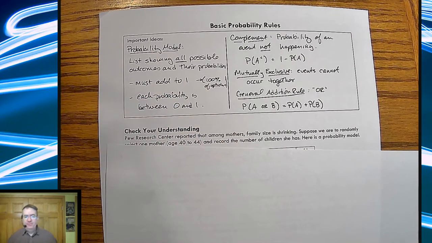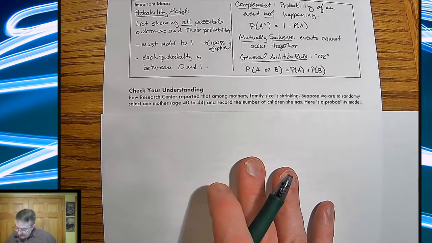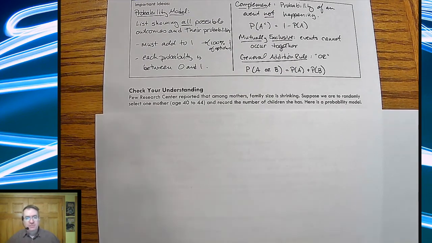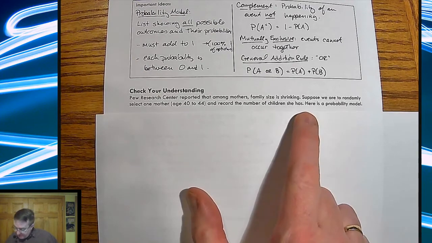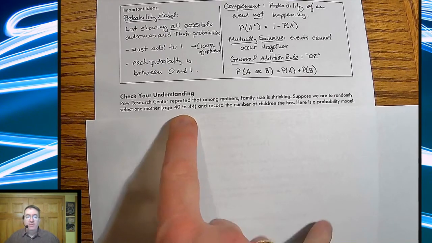All right, so let's check your understanding. Talking about family size from the Pew Research Center. Take a second, they're pretty easy. Hit pause, do them, come on back. All right, so the Research Center went through, they randomly selected one mother from ages 40 to 44 and recorded the number of children that she has.